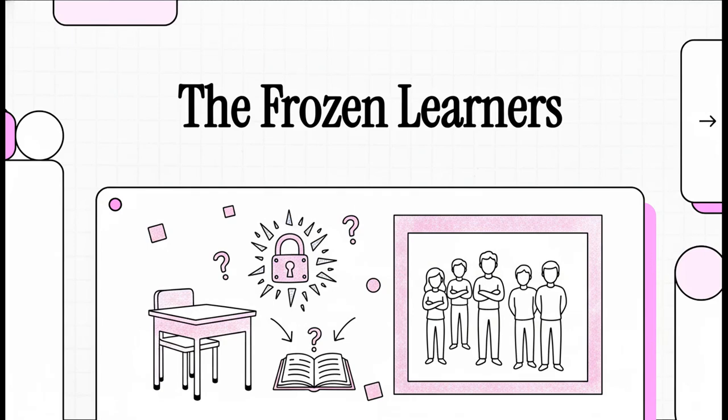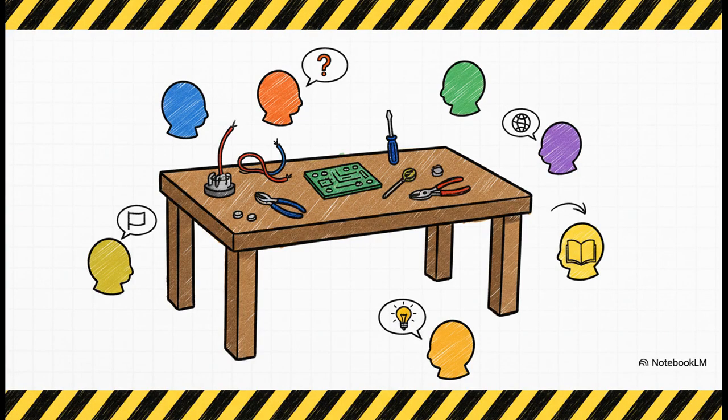Hey everyone, so today we're going to play detective. We're stepping into a classroom to solve a really interesting mystery. It's the case of the frozen learners, capable, motivated adults who were just stuck, totally unable to start their work. So the question is, what was stopping them? Let's dive in.